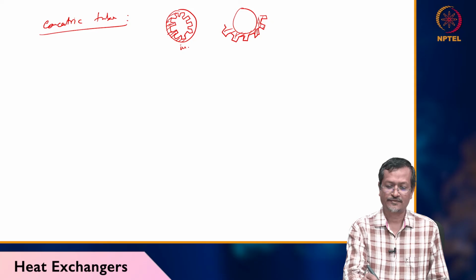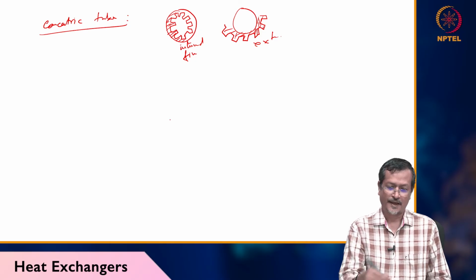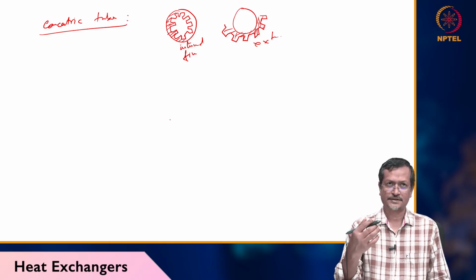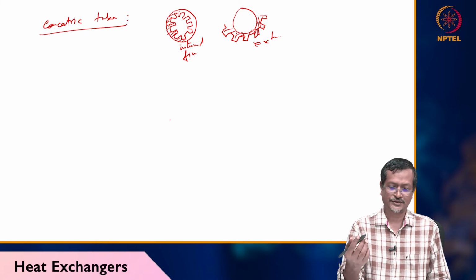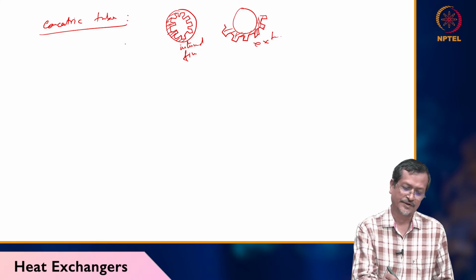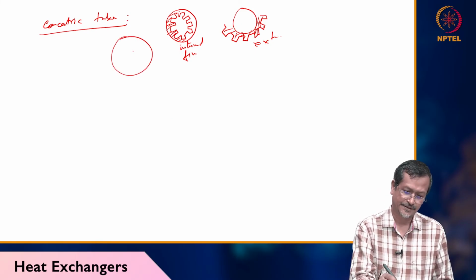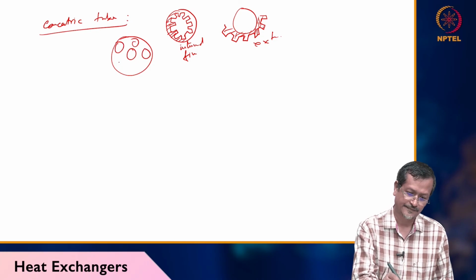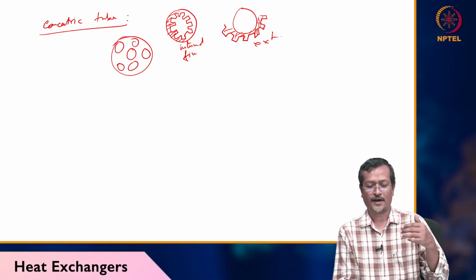So this is internal fin, this is external fin. Okay, and this pipe arrangement inside your heat exchanger also may be different. For example, this may be one piping arrangement, central one like this. Okay, so how to optimize it?